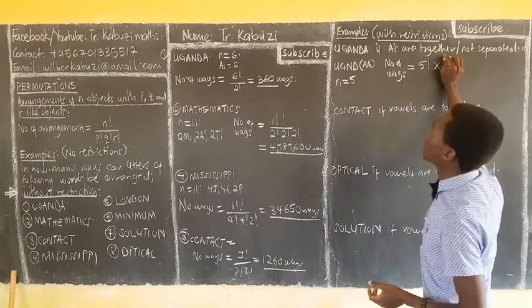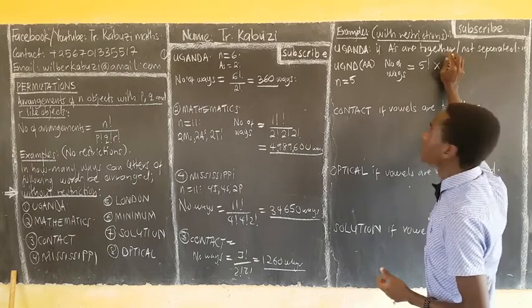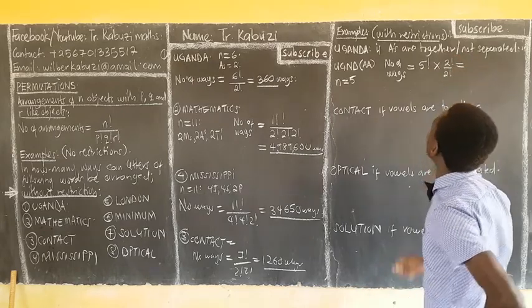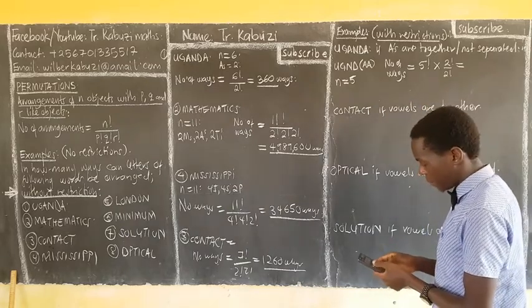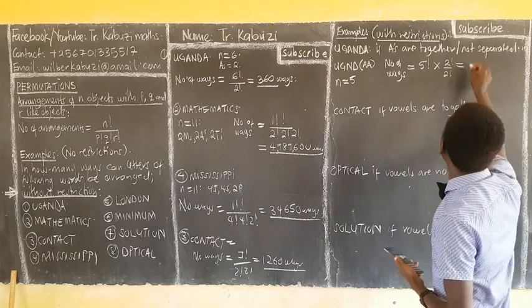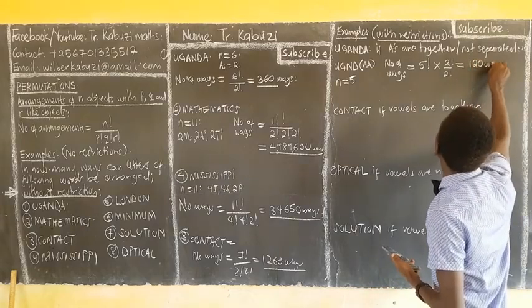Well, that's why some people just say, just leave it like that. So, from there, this is where it's going to be 1. Then this one is going to be 5 factorial. You see here, you'll be having 120 ways.